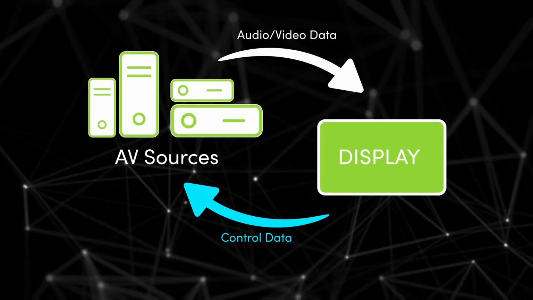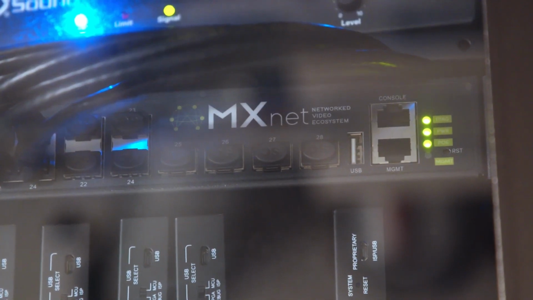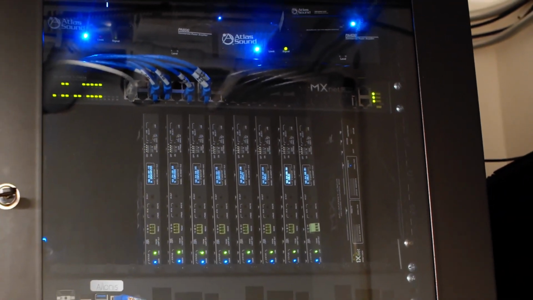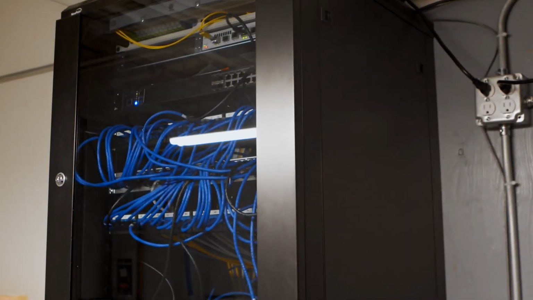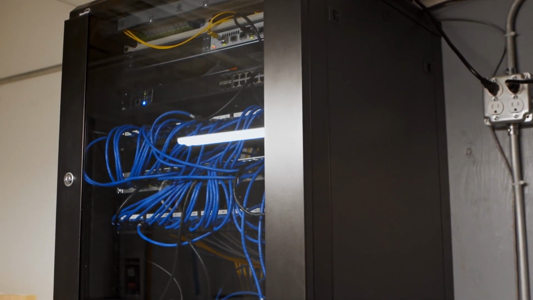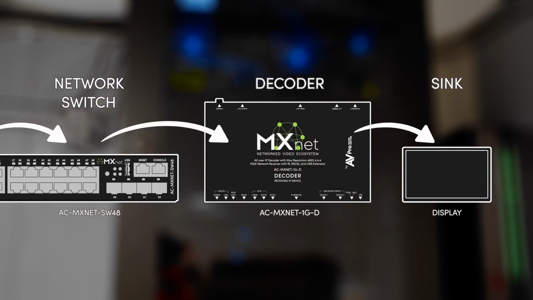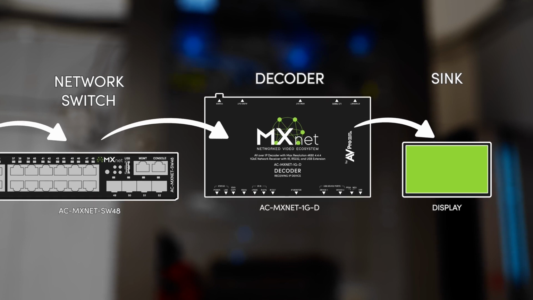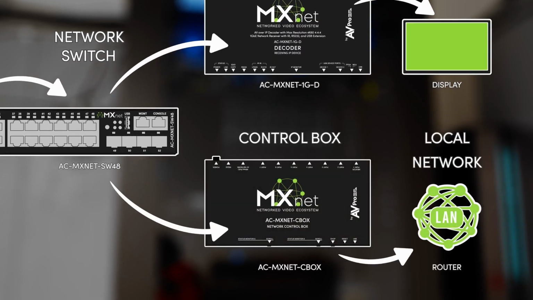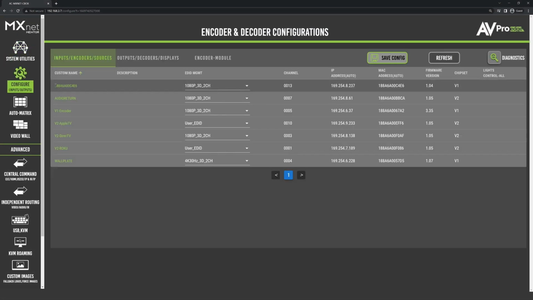Clients distribute 4K sources over a secure IP network that is flexible enough to expand at any time. Each source has an encoder unit that transmits AV data to a pre-configured AV network switch. Decoders located behind each sink receive the AV data distributed by the network switch, completing the AV distribution path from source to sink. And finally, an MXnet control box manages the multicast routing, network switch monitoring, and much more. MXnet's intuitive design allows for ease of installation and operation.